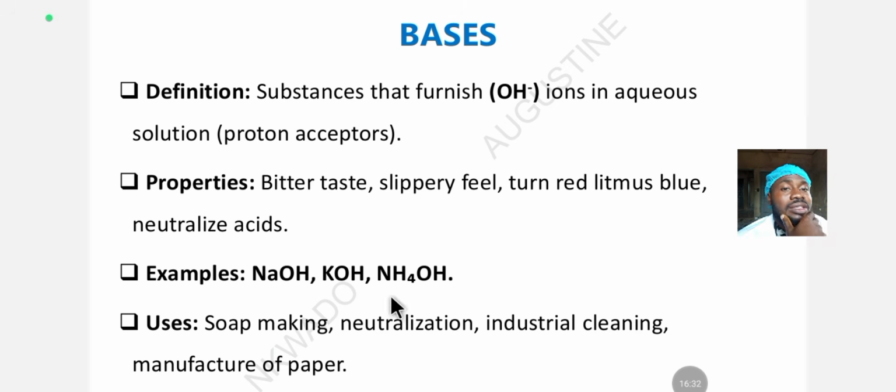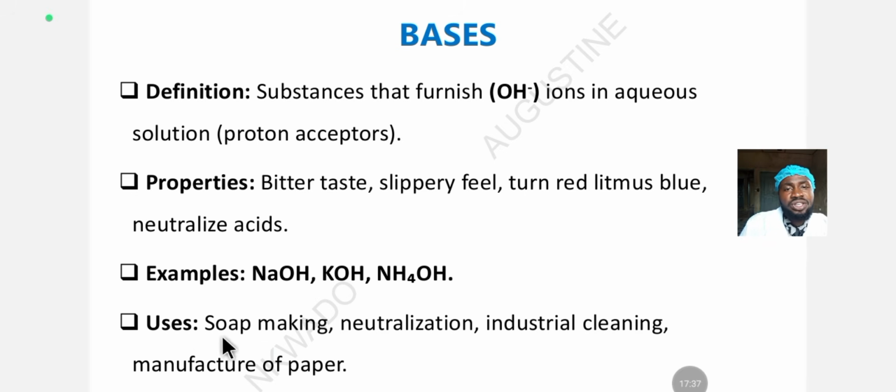As simple as that. The examples of bases include potassium oxide, sodium oxide, calcium oxide. All those are bases. But examples of alkalis include sodium hydroxide, potassium hydroxide, and ammonium hydroxide. You can see that they all have hydroxide and they are all soluble in water. All these hydroxides you are seeing here are formed when the bases of these metals and ammonia are dissolved in water. When you dissolve their bases in water, they furnish or produce hydroxide ion and become what? Alkalis. As easy as ABCD.